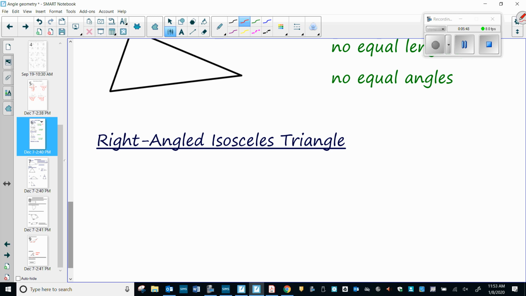You may have a right angle isosceles triangle. What's special about that is it has a right angle, but these two lengths are equal. If those two lengths are equal, where would my base angles be? The other two angles. And what do we know about the other two angles? They're the same, which means they must both be what?